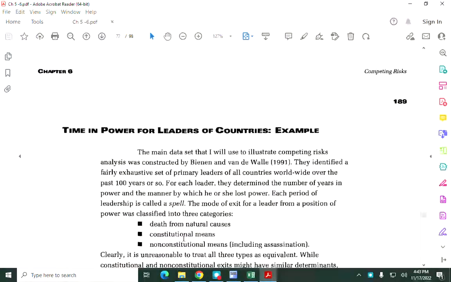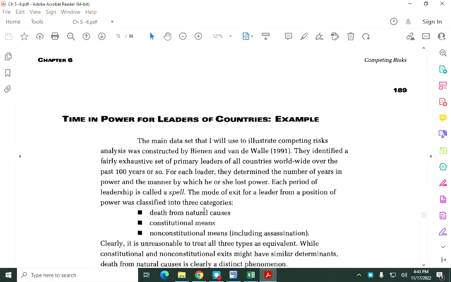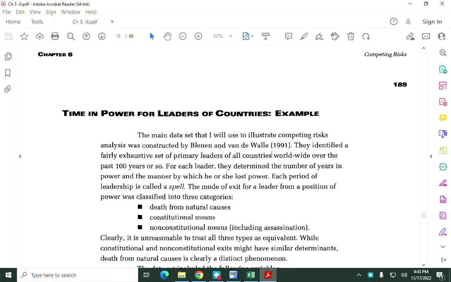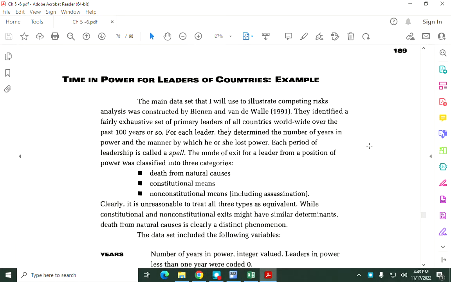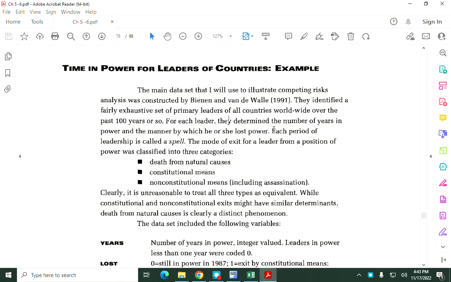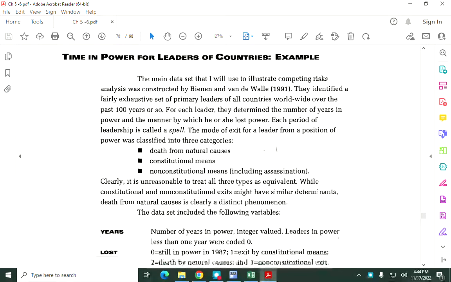Okay? Let me show you the data first. He copied this study, comparing 100 years of all the world leaders, and said a leader could be out of power, out of their position, for three different reasons. Death due to natural cause. The leader, the president, dies. The queen dies. Right? We just had a queen die.